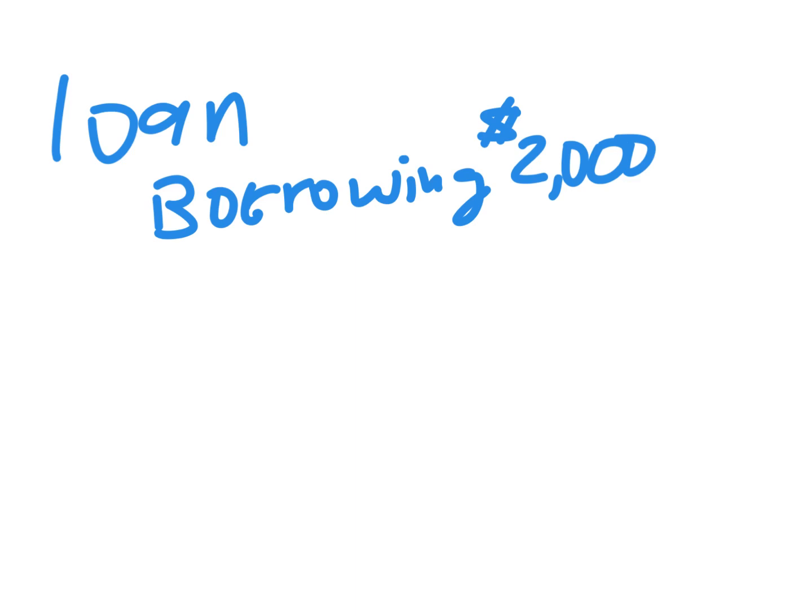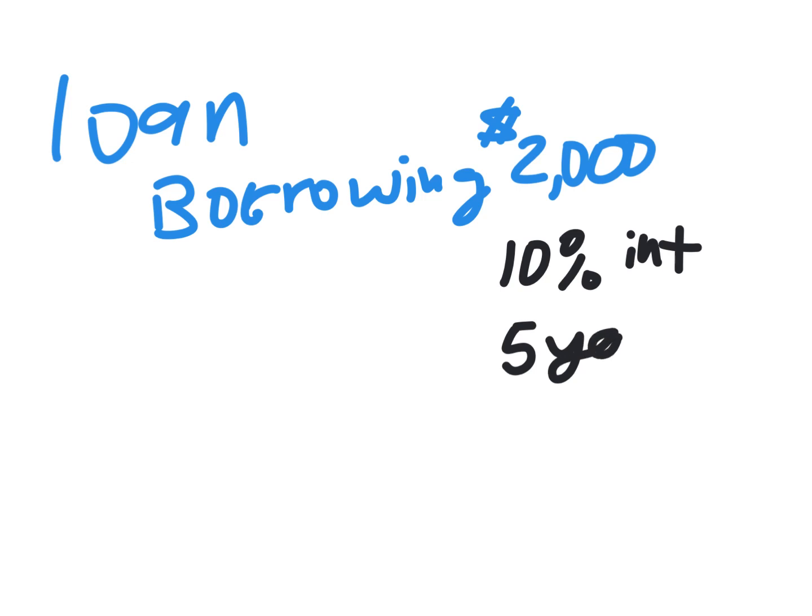Okay, so you're borrowing $2,000. The bank says, sure, we'll lend you that if you give us 10% interest. And let's say that you're going to borrow it for 5 years, and you want to get it all paid back in 5 years. All right. Do this one on your calculator.